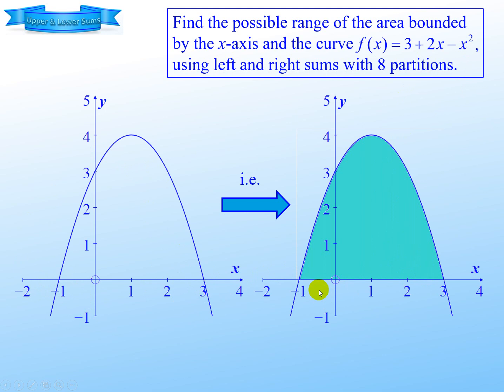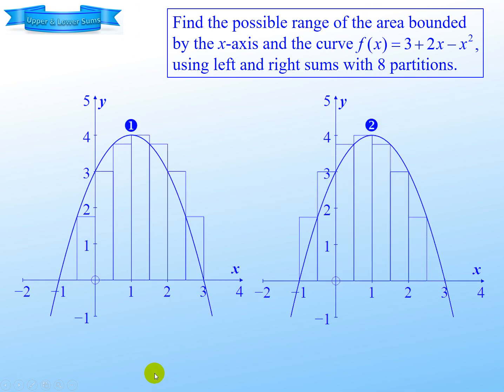If we do 8 partitions, we're going over a distance of 4, which means each partition's width will be a half. So now, if we do left bounds, we're going to start at f of minus 1, which will give you 0, and then f of minus a half. If we're doing right bounds, we'll start at f of minus a half, and then f of 0 going to f of 3, which is 0. So in fact, there are our left bounds and right bounds.